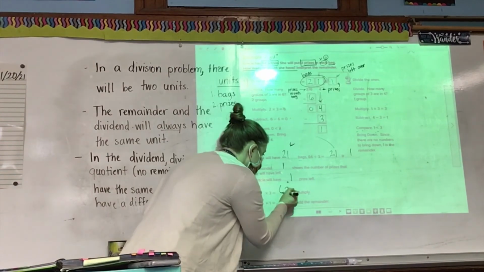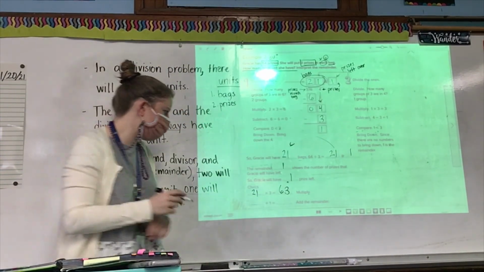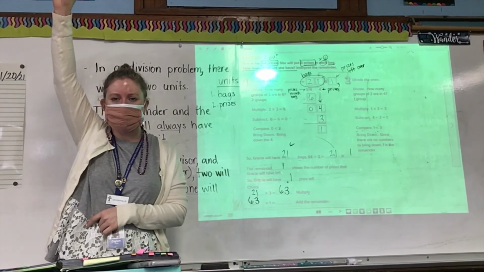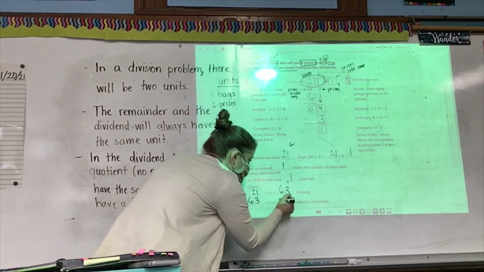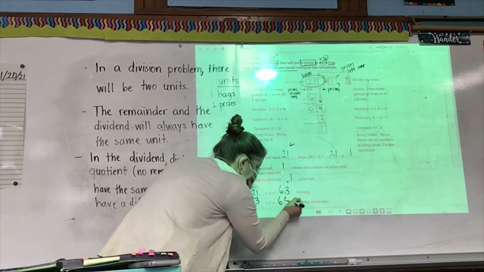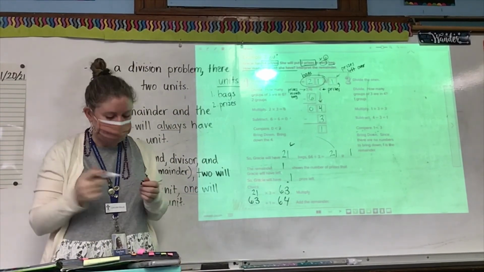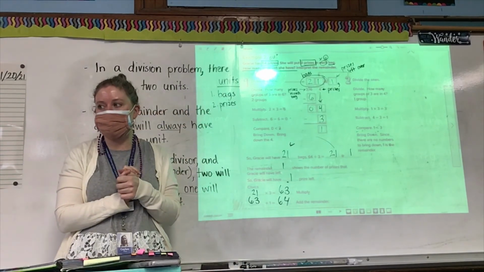6. Uh-oh, that's not it. But are we done? No. What do we have to do with the remainder? What do we do with the remainder to check? Colin? We add. 63 plus 1 is what, class? 64. Is that our dividend? Yes. So are we right? Yes.